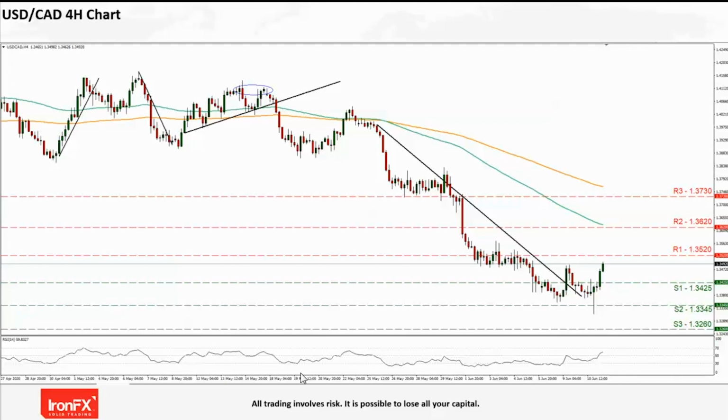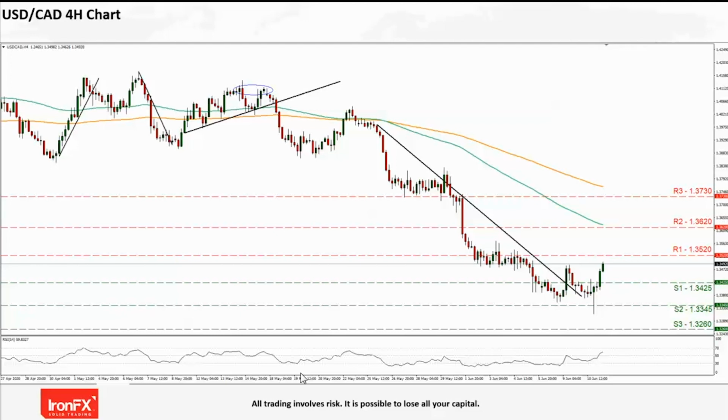Technically, the pair has broken above the S1 1.3425 support level in the latest 4-hour sessions and is currently aiming for our 1.3520 resistance level. It should be noted that the pair has broken the downward trend line incepted since the 26th of May, hence we abandon our bearish outlook for the pair.